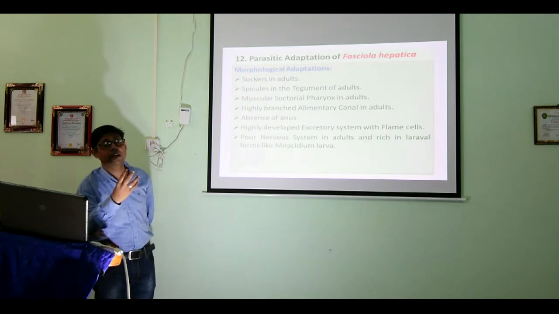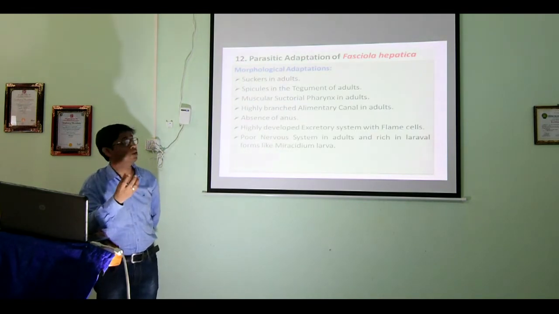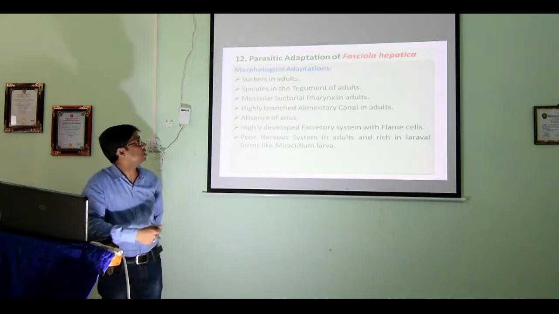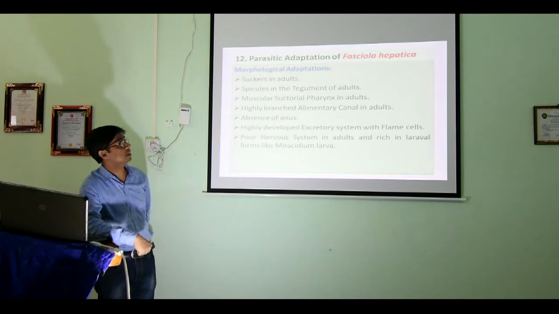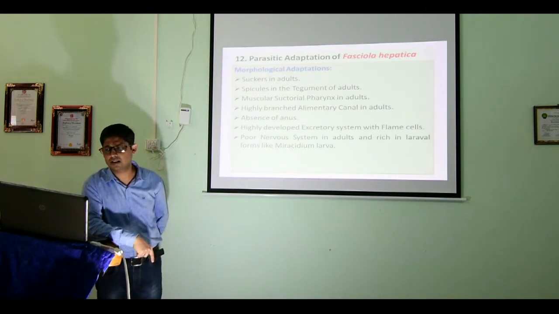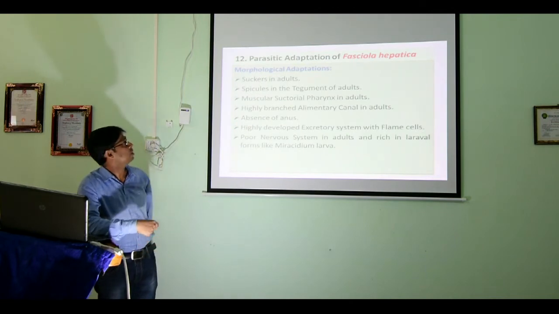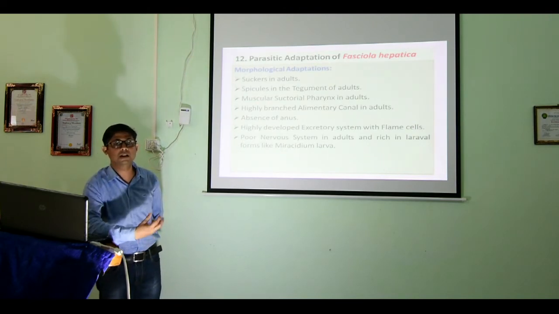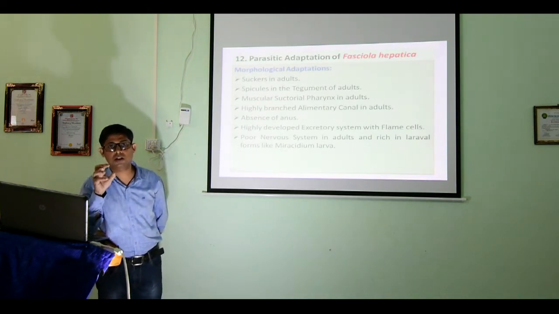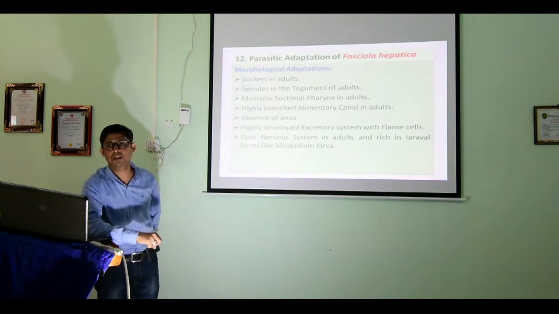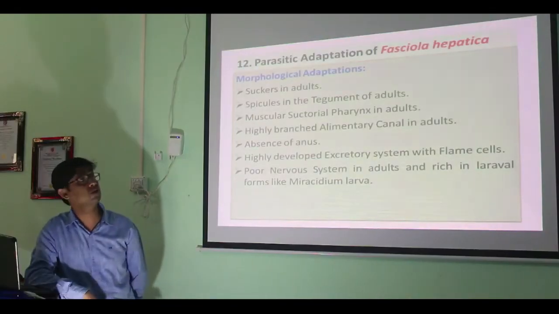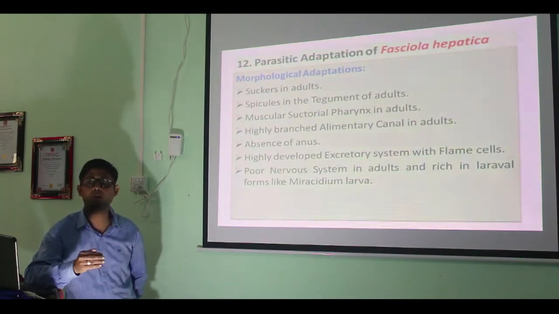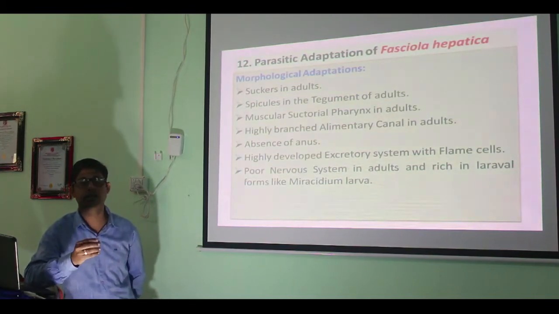This adaptation can be studied under two broad heads: one is morphological adaptations and the other is physiological adaptations. For morphological adaptations, you have seen in our earlier slides that there are suckers in adults. These suckers help the adult attach to the body of the primary host. Then you have seen the spicules in the tegument of adults. These spicules help them resist the current of bile, or flow of bile, inside the bile duct.